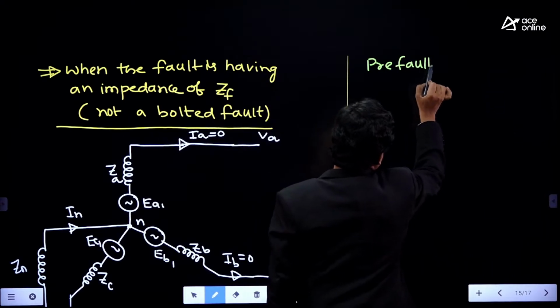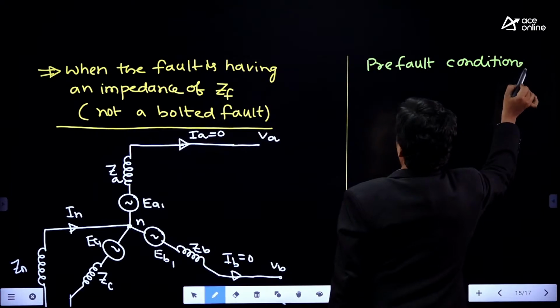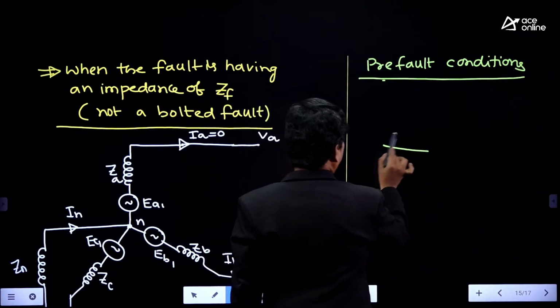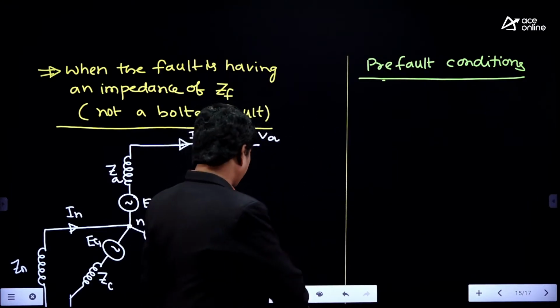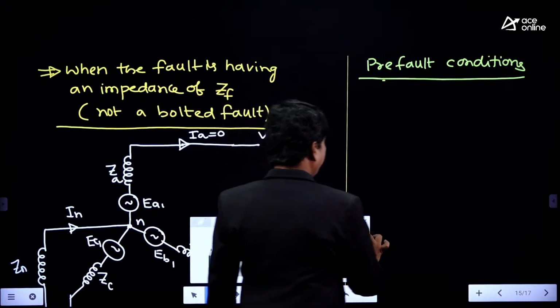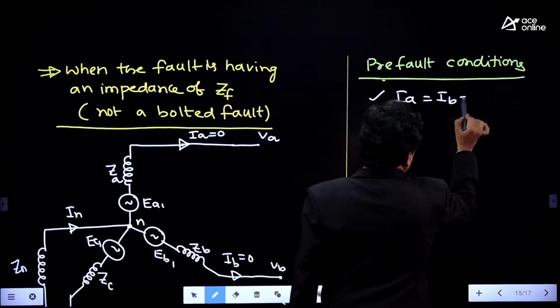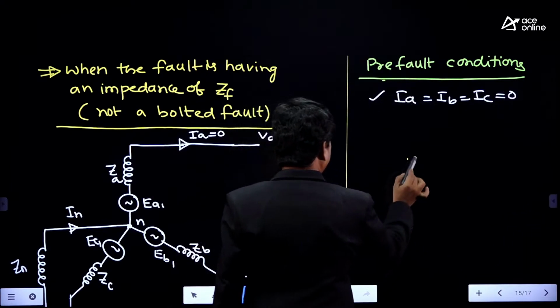Pre-fault conditions. Please check here, students. Before the fault, when there is no fault in the system, all the three currents are exactly 0, right? Therefore, you can write IA = IB = IC = 0, as there is no fault in the system.